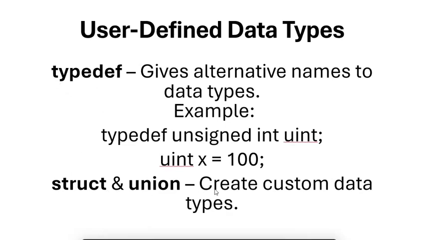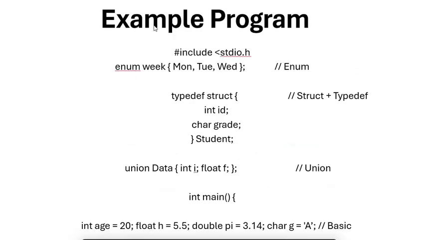Struct and union create custom data types. It is a custom data type. Let us see an example which includes all the data types present in C. #include <stdio.h>. Enum week, that is enum I told you. Monday, Tuesday, Wednesday. Monday will be 0, Tuesday will be 1 and Wednesday will be 2. This is the enum data type. And typedef struct. I told you struct data type as well.